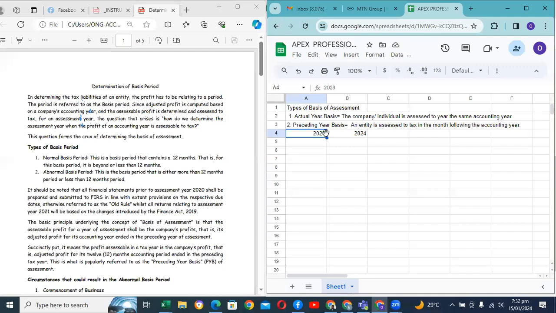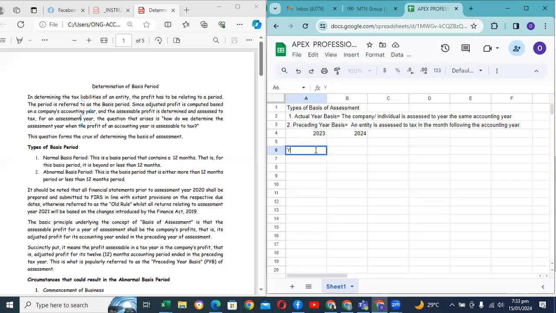Yes, sir. So now let's do it this way. You will use the comment section, so I'll give you a kind of classwork now. If an entity has an accounting year of 2019 and it wants to be assessed to tax on preceding year basis, what's going to be the year of assessment? Good. That's fine. So it means you get the idea. That's the idea of preceding year basis.